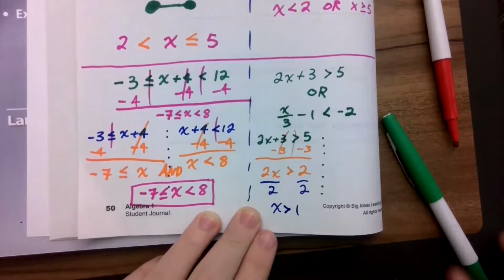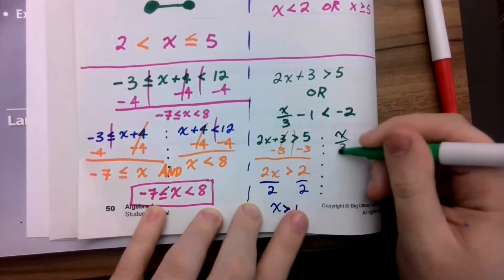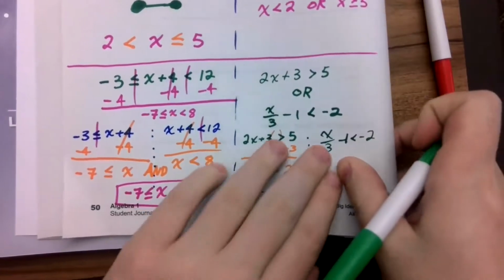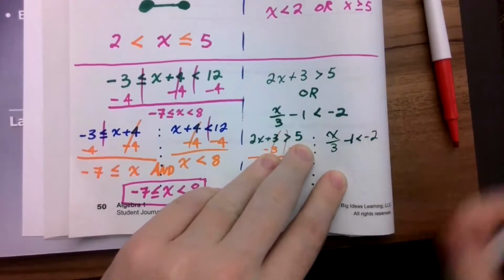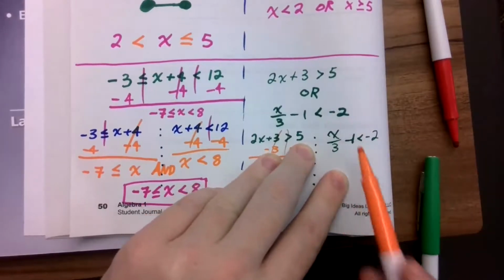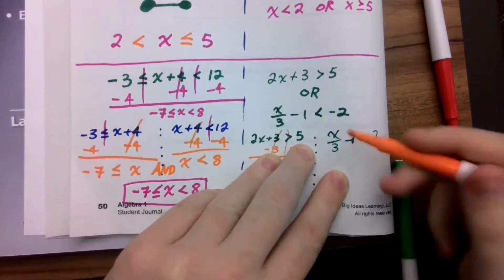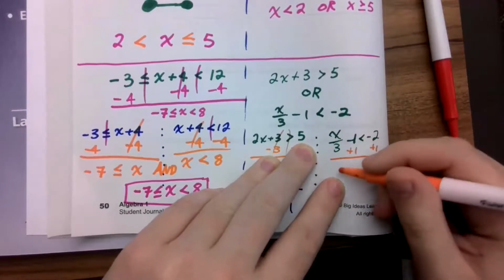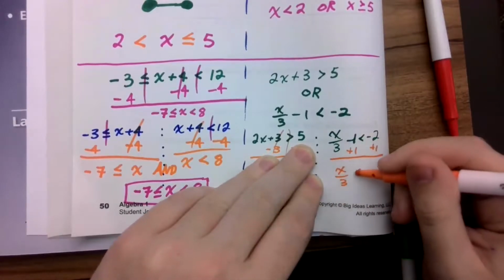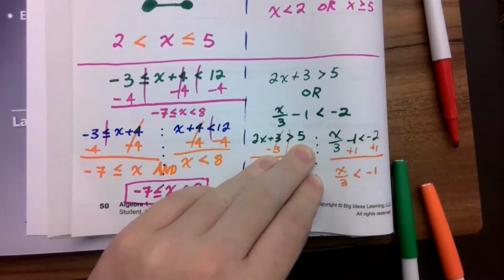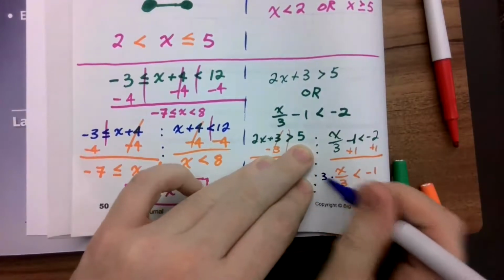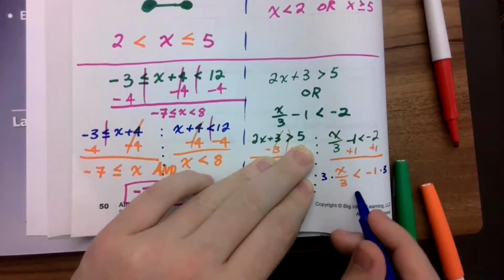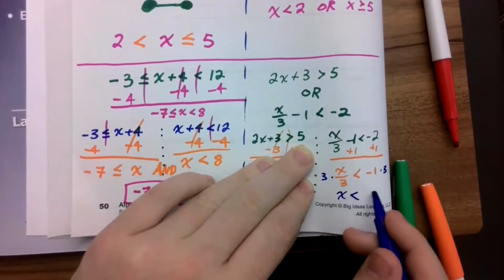But we're not done. We've got to do the other side too. x/3 - 1 < -2. So to solve this, we would want to, again, consider what do we do first, division or subtraction? We get rid of subtraction first because of reverse PEMDAS. So we add 1 to both sides, giving us x/3 < -1. To get rid of dividing by 3, we multiply by 3. Do we need to flip? No, because 3 is positive. So x < -3.